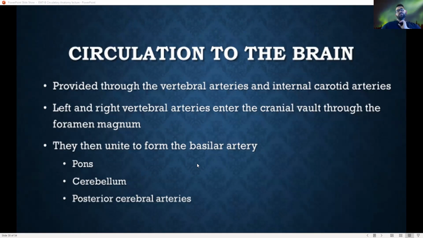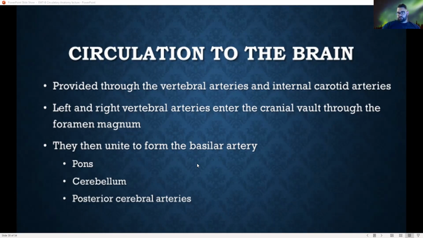So we talked about the carotid arteries, right? Going through this way, coming from the heart, flowing this way, going up to the brain to give me that blood flow to the head. But there are also arteries on the back of my body right here that flow through my vertebrae, my vertebral arteries. So the left and right vertebral arteries enter the cranial vault through the foramen magnum.